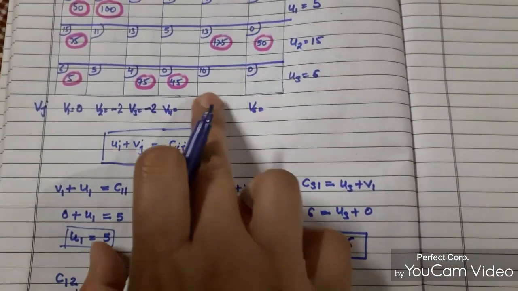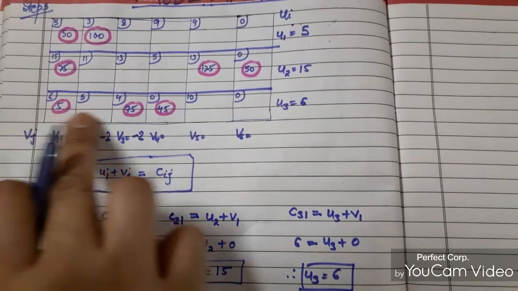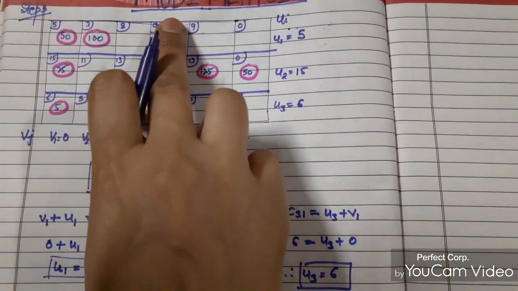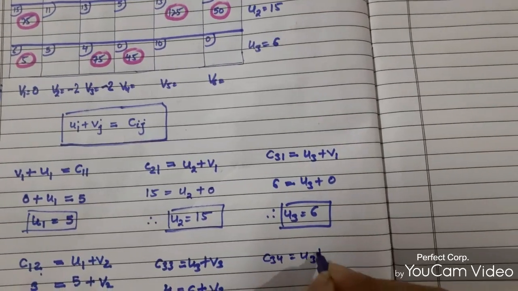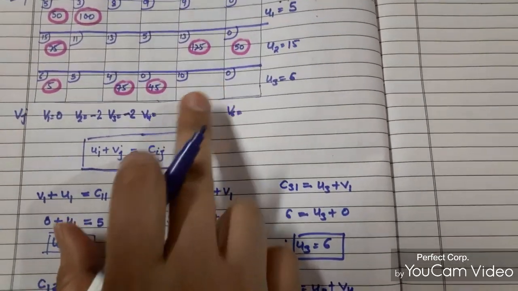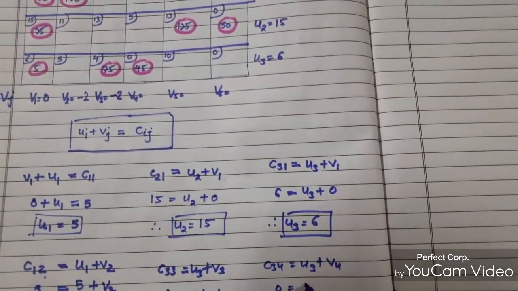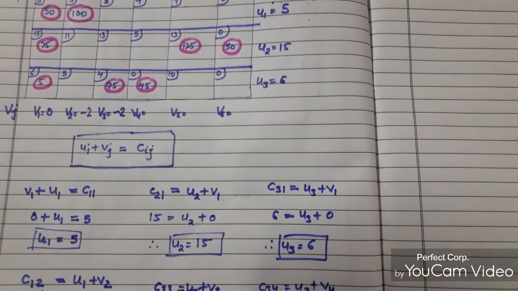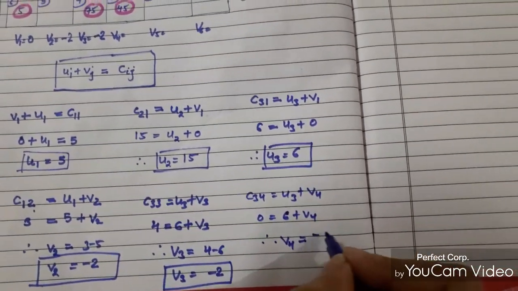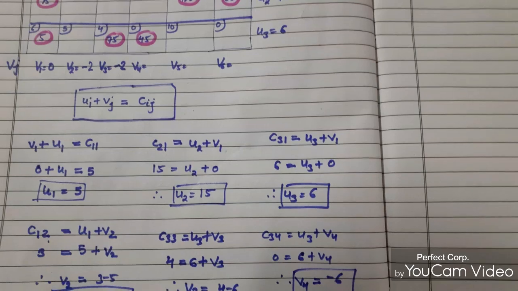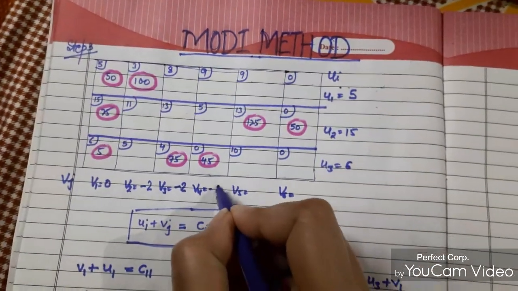In the same manner, we will find all the values, now v4. This is third row and fourth column. So C34 is equal to u3 plus v4. The third row, fourth column cost is 0. So 0 equals u3 plus v4. u3 is 6 and v4 we don't know. Therefore v4 is equal to minus 6, right? We also got v4. Write it here, v4 is equal to minus 6.